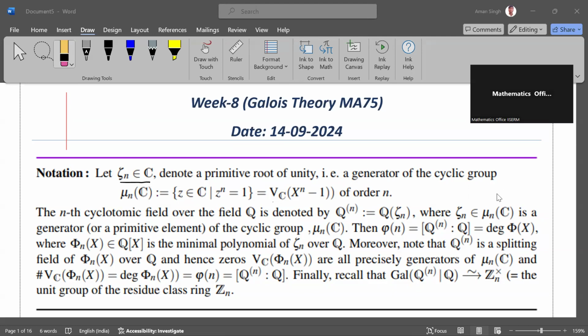Okay, so let me start with the notation which is given in the exercise note. Zeta n can be a primitive nth root of unity. Primitive means this is a generator of the cyclic group. This is a cyclic group, and zeta n is a generator of this group.